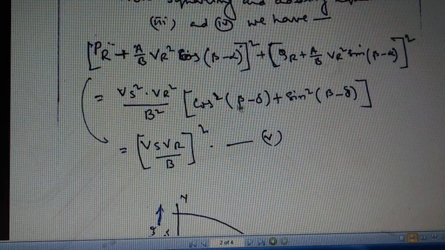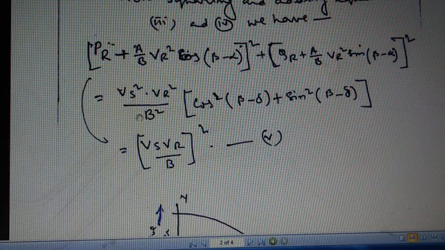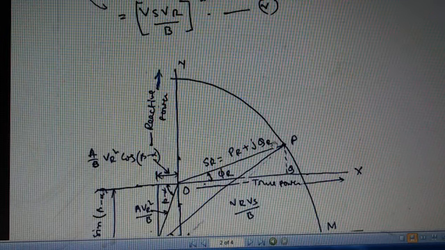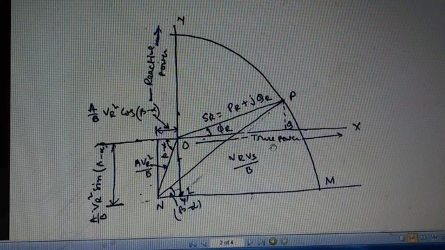cos square beta minus delta plus sin square beta minus delta, bracket close. So from this equation we can write PR plus A by B Vr square cos beta minus alpha, whole square, plus QR plus A by B Vr square sin beta minus alpha, whole square, equals Vs Vr by B, whole square, and this is equation number 5. Now the circle diagram.